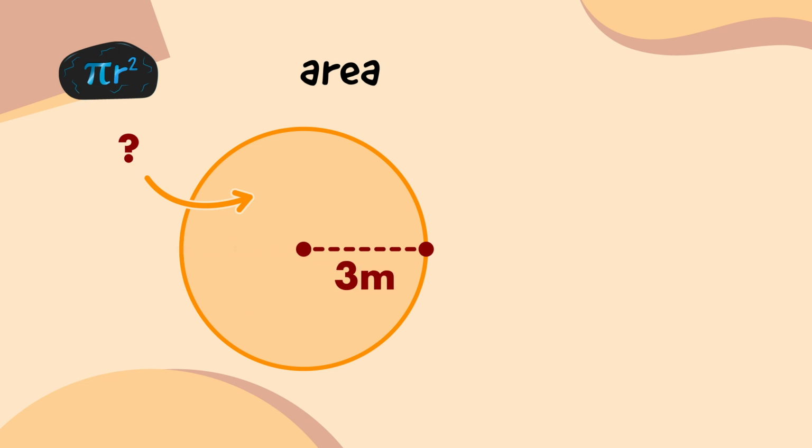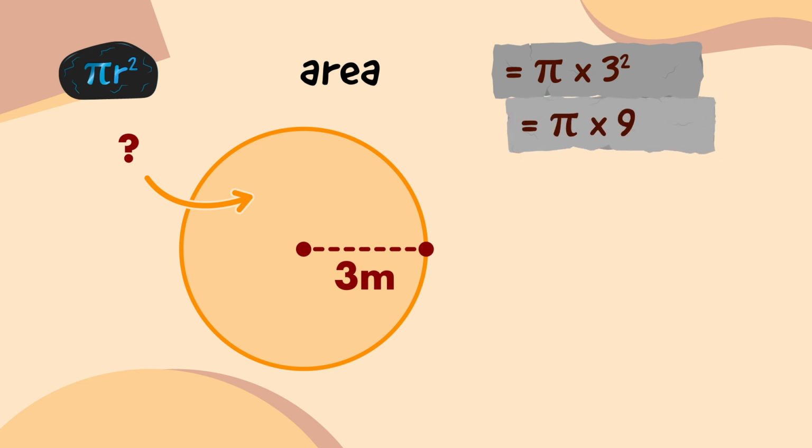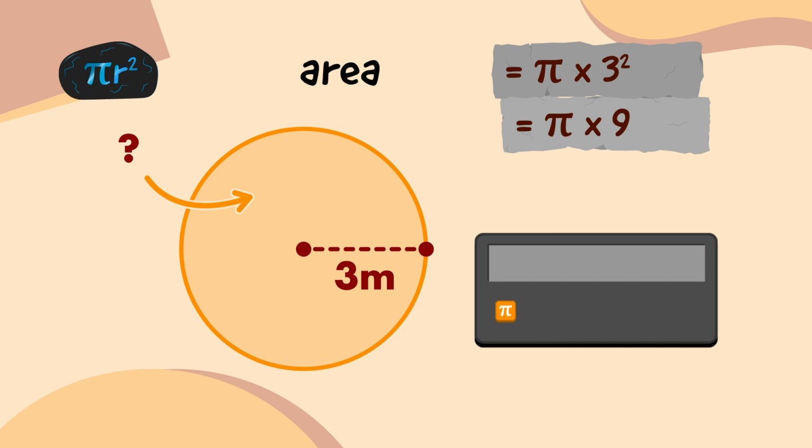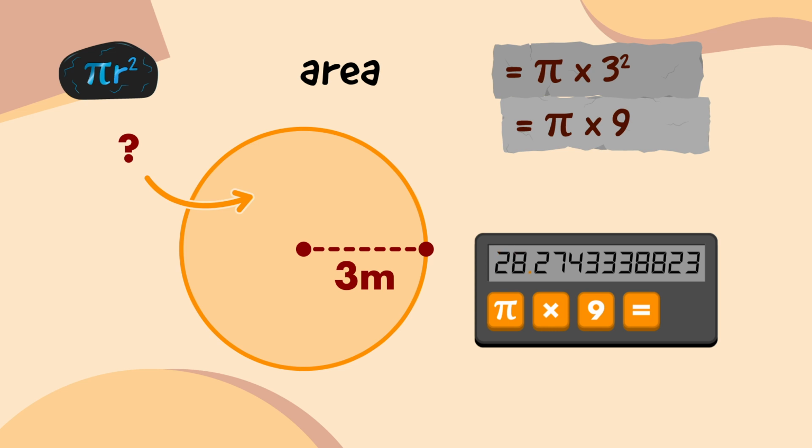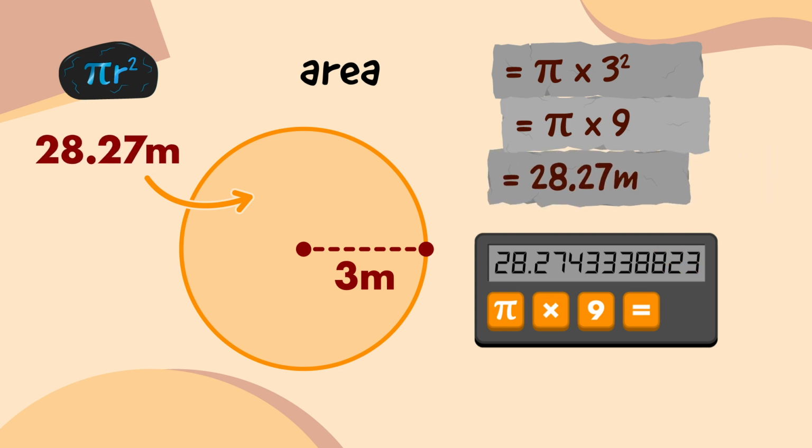So I'm going to start by doing the radius squared. When we square a number, we multiply it by itself. 3 times 3 equals 9, so the radius squared is equal to 9. Then I'm going to multiply 9 by pi. So on my calculator, I'm going to press the pi button, press the multiply button, type 9 and press the equals button, which gives me 28.274333883. That means the area of this stone circle is 28.27 metres.